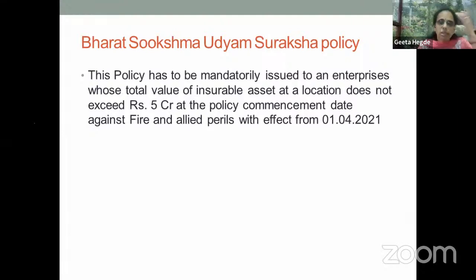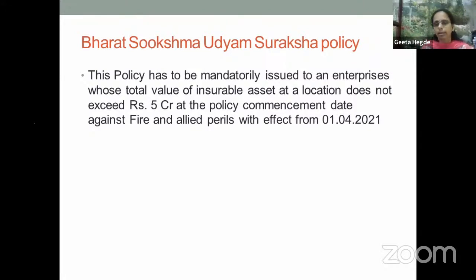Bharat Sukshma Udyam Suraksha policy. This policy has to be mandatorily issued to an enterprise whose total value of insurable asset at a location does not exceed 5 crores at the policy commencement date, again for fire and allied perils. So the policy commencement date is important. Later, the sum insured might change.